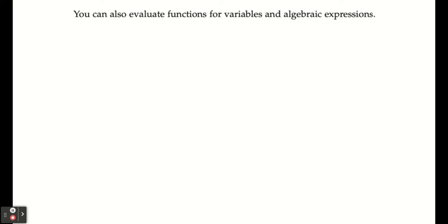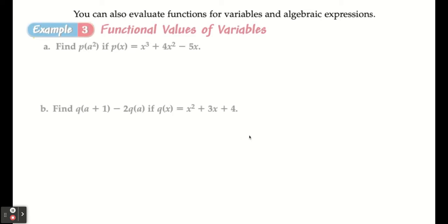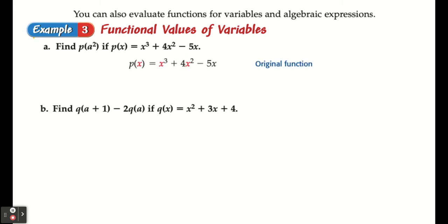You can also evaluate functions for variables in algebraic expressions. So here they give us some examples. Find p of a squared if p of x equals x to the third plus 4x squared minus 5x. So here we're going to be substituting a squared in for x. Anywhere I see an x, I will substitute a squared in its place. So a squared to the third power plus 4 times a squared, squared, minus 5 times a squared.